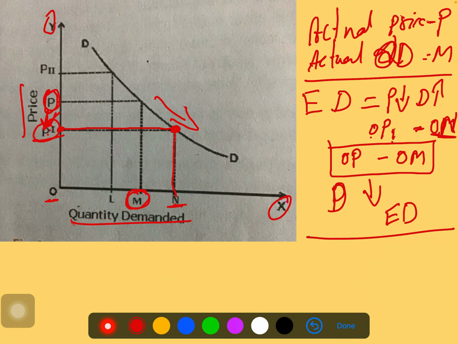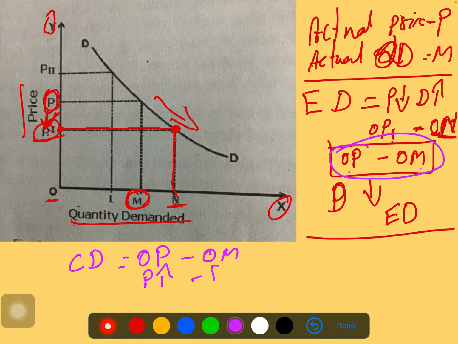On the other situation, contraction of demand. The actual price is OP and the actual demand is OM. As I told you, the actual price is OP, the actual demand is OM. To show contraction of demand, price is going to increase and demand is going to decrease. So that we'll see now.